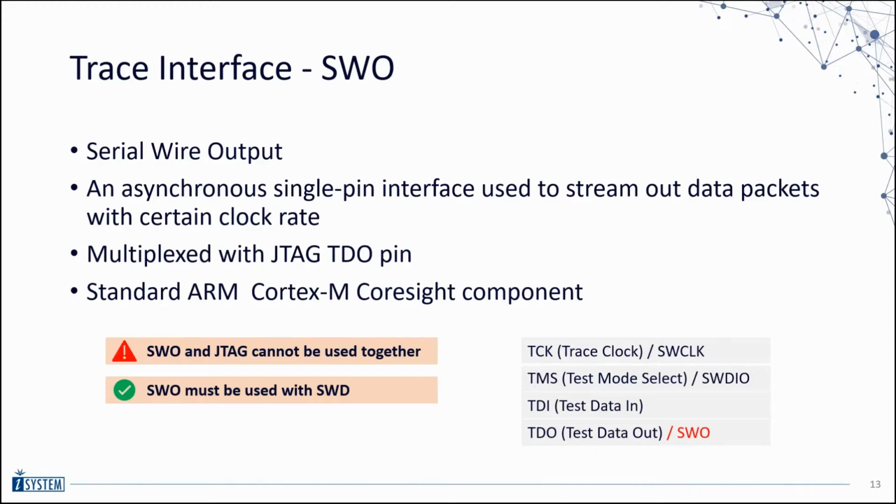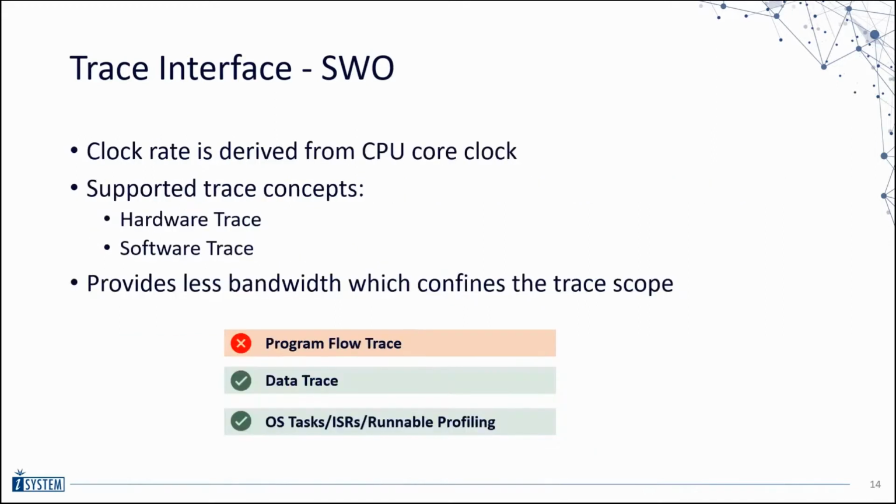A bit more information about SWO. SWO supports hardware and software trace concepts. SWO can also be used as an ITM console to send text or data, or record PC sampling to build an application profile. One of the important concerns with SWO is bandwidth, which brings some constraints. Program flow trace is not possible with SWO, but the bright side is data trace or OS trace is still possible.